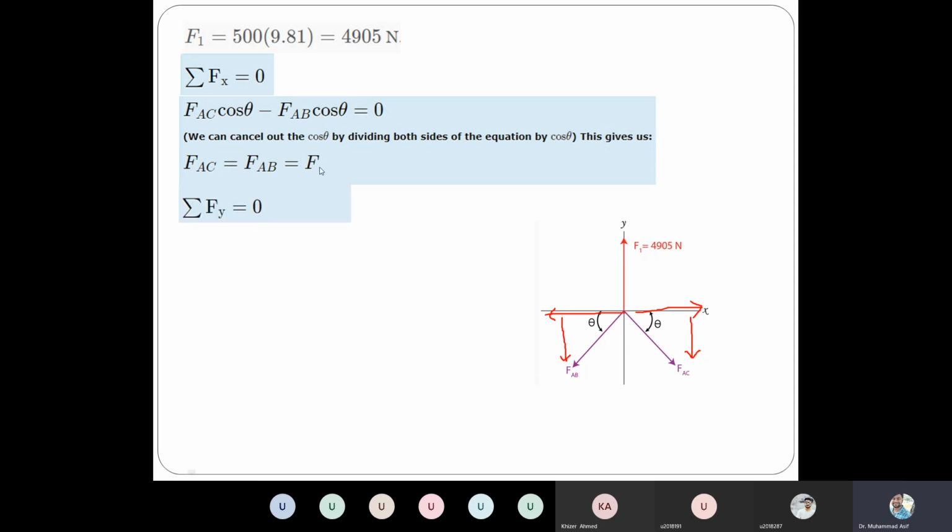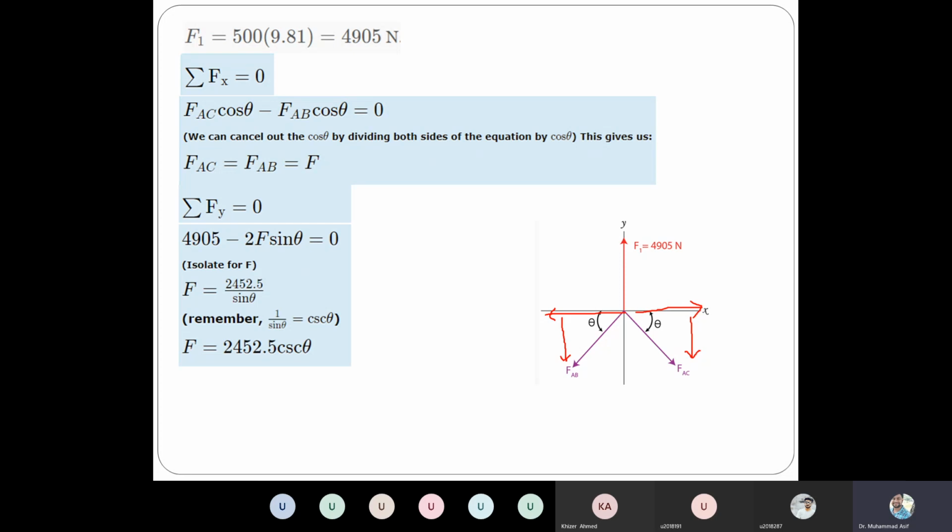Then if we apply the second equation, the sum of all the forces in the y direction, we have one force, this one, and then these two components. So that's minus 2F sine theta. So from here, we can figure out F is equal to this value, where 1 by sine theta is equal to cosecant theta. So this is the form of the force in terms of theta. The first part was to calculate these forces, which are both equal, and we have given the name F in terms of theta.